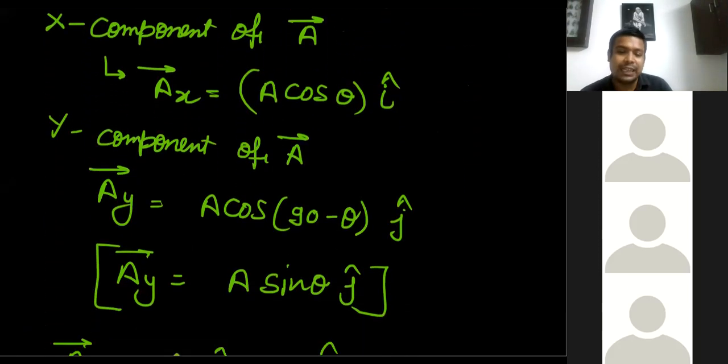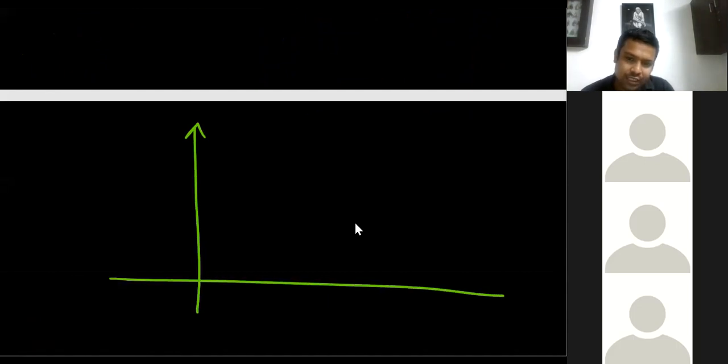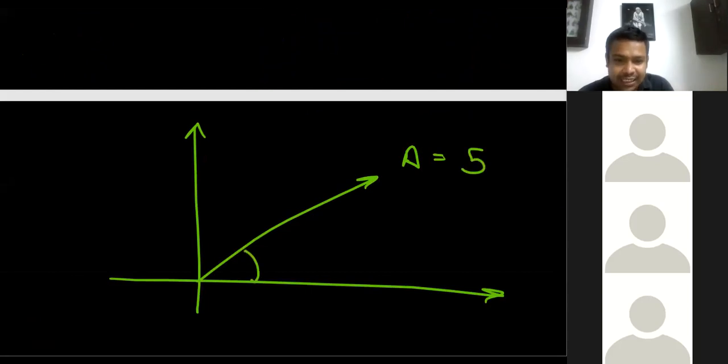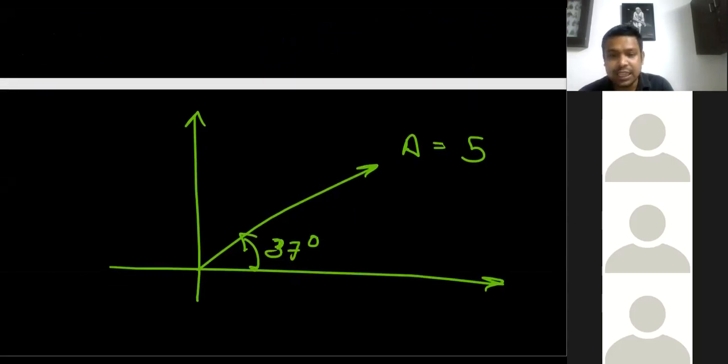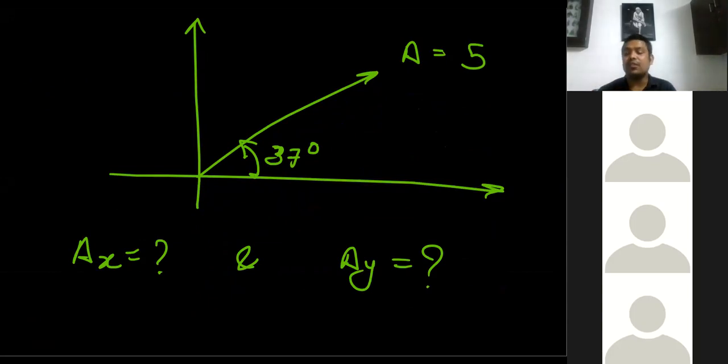Suppose, for better clarification, let us see one question. And I humbly request all of you, please solve this question. Suppose this is the vector A, its magnitude is 5 and angle is 37 degrees. Then what is the x component and y component? Tell me, my dear friends. Find the value of the x component of vector A and the y component of vector A.